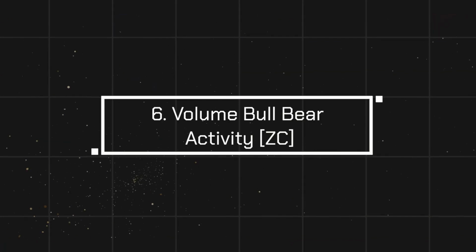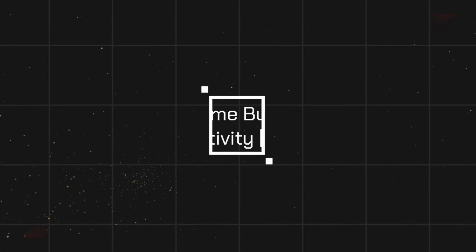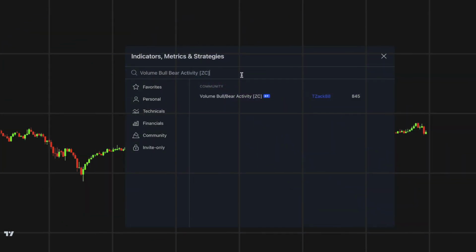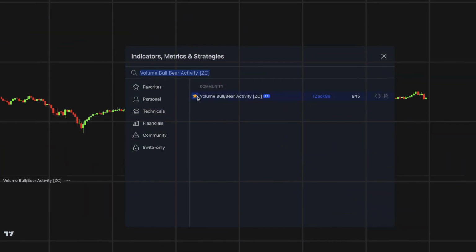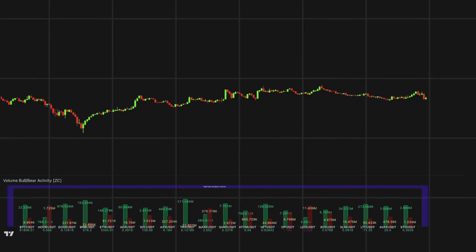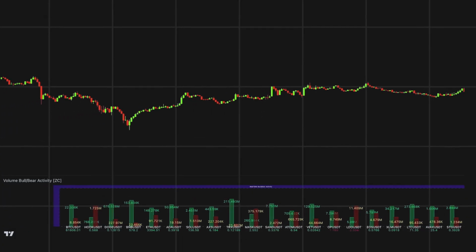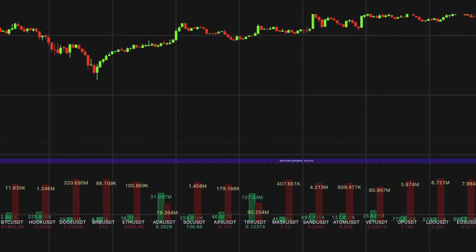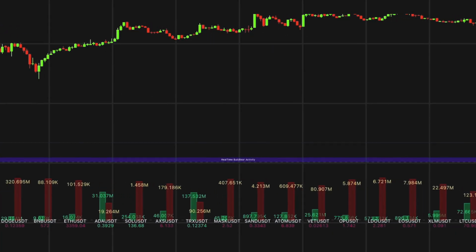On the 6th place, we put an indicator called Volume Bull-Bear Activity. This powerful volume indicator generates a summary of bull and bear activity for 20 symbols. For each symbol, 2 bars are displayed, colored green and red. The indicator shows real-time activity, not volume data from the past, which is super helpful.